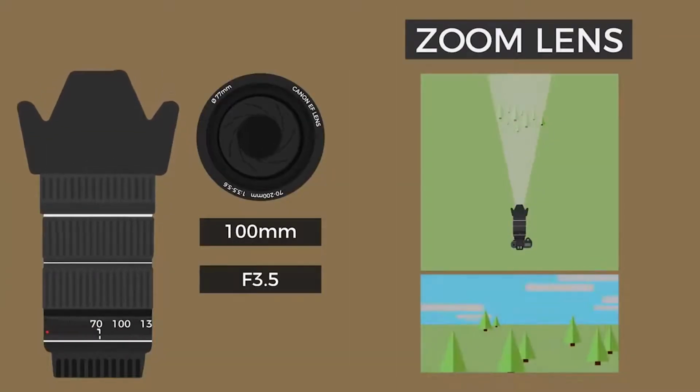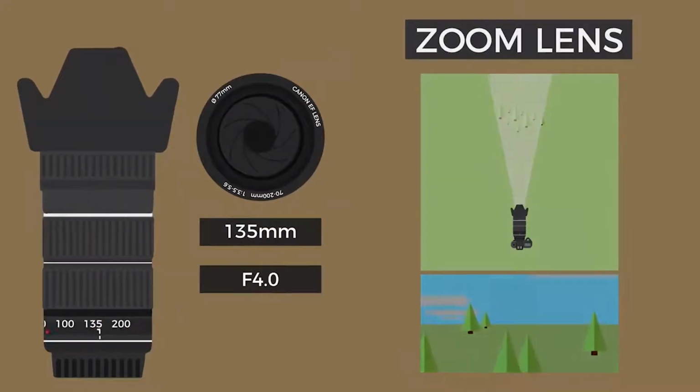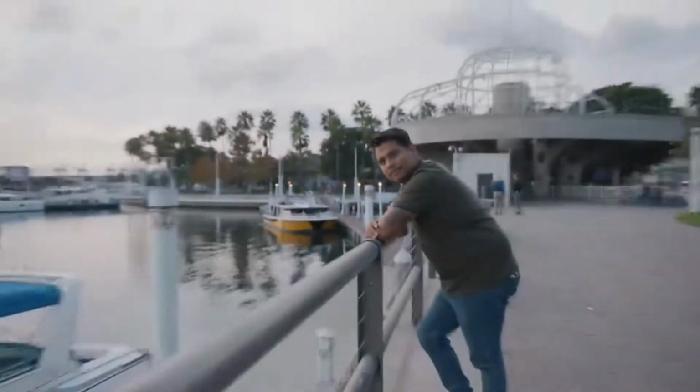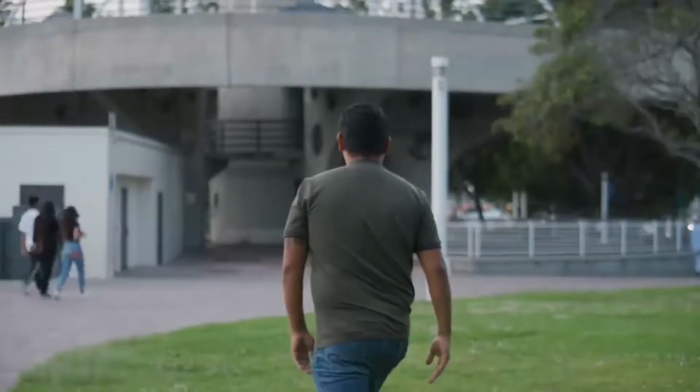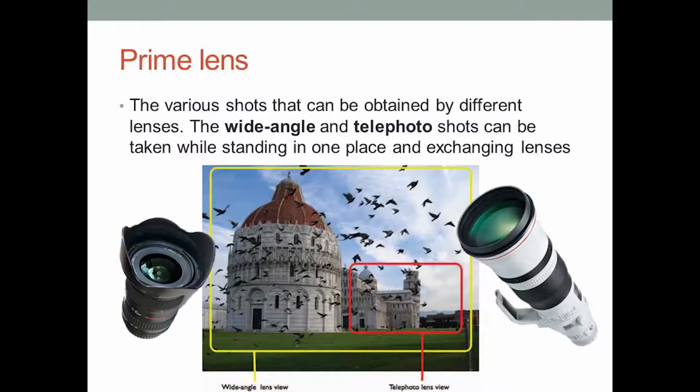Zoom lenses are by far the most popular lenses on cameras because of their ability to move easily from wide angle to telephoto focal length. Prime lenses give the various shots that can be obtained by different lenses. The wide angle and the telephoto shots can be taken while standing in one place and exchanging lenses.